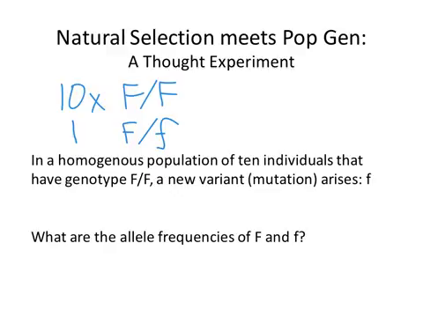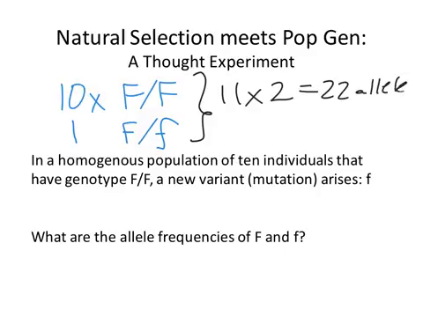Like 1 out of 22 total alleles? Exactly. So this is not individuals, this is total alleles. So we have 11 individuals, each individual has 2 alleles. So there are 22 alleles, 22 versions of this gene in the population. So little f is at a frequency of 1 in 22, big F would be 21 out of 22.